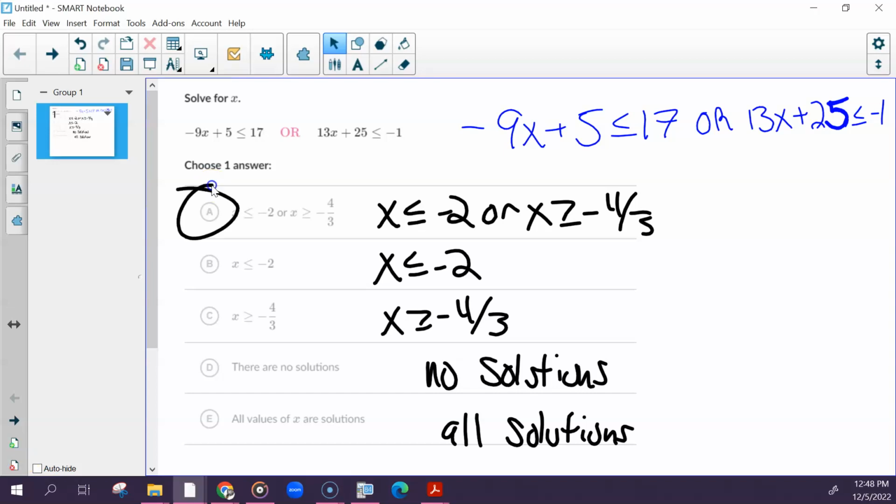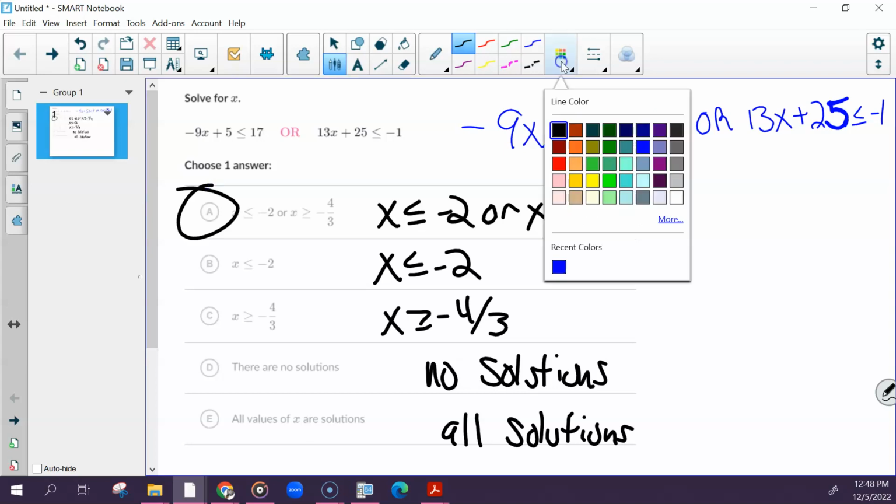Yeah, I'm doing it. So I'm going to solve both of these and talk about why A is our answer.